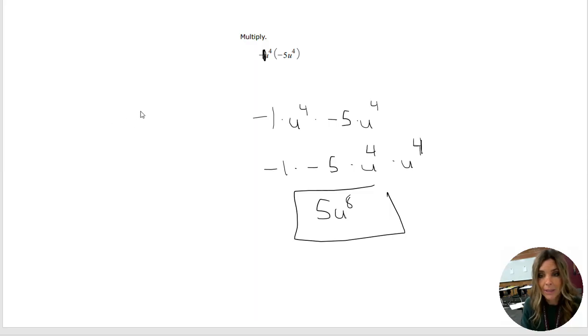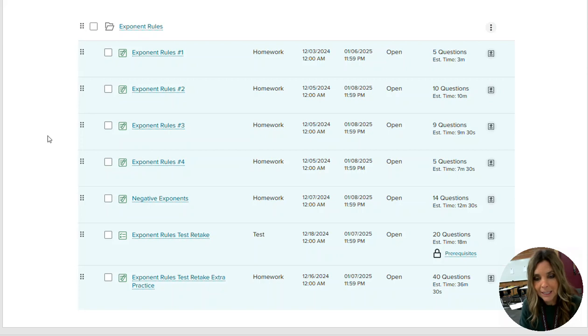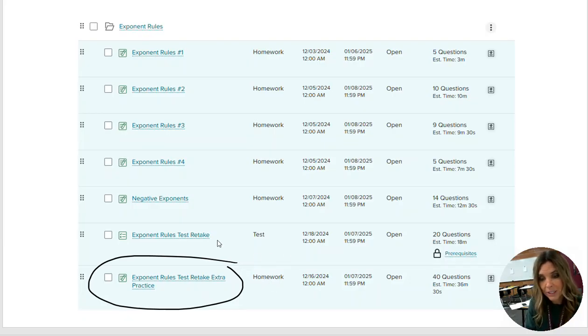Okay, now at this point, what I need you to do is you are going to go into ALEKS. You are going to do the one that says Exponent Rules Test Retake Extra Practice. Once you have done that at 100%, it will allow you to get into this Exponent Rules Test Retake. And the password for that test retake is just retake. R-E-T-A-K-E.